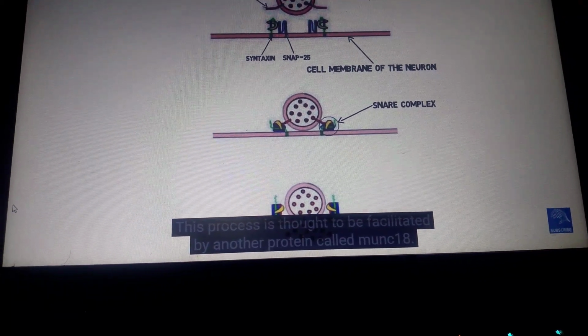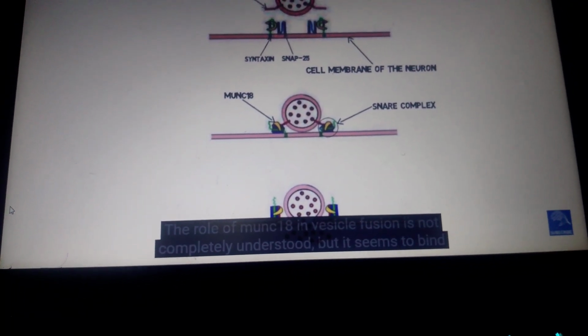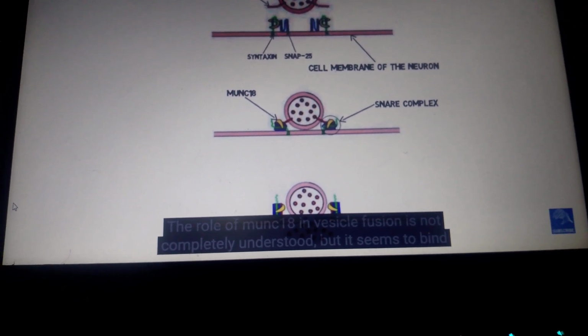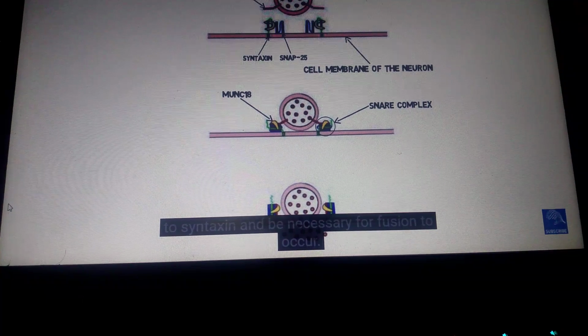This process is thought to be facilitated by another protein called MUNC18. The role of MUNC18 in vesicle fusion is not completely understood, but it seems to bind to syntaxin and be necessary for fusion to occur.